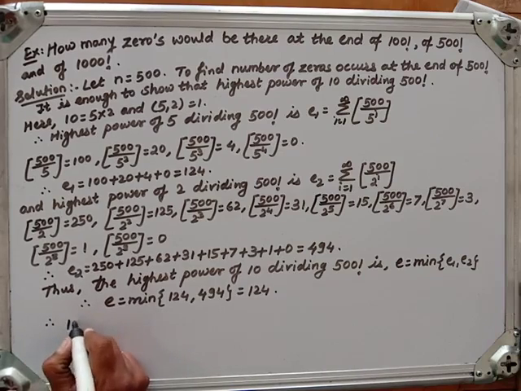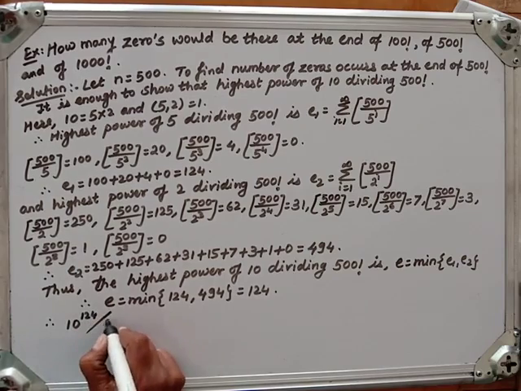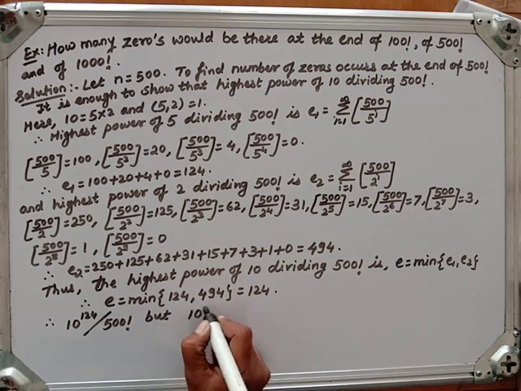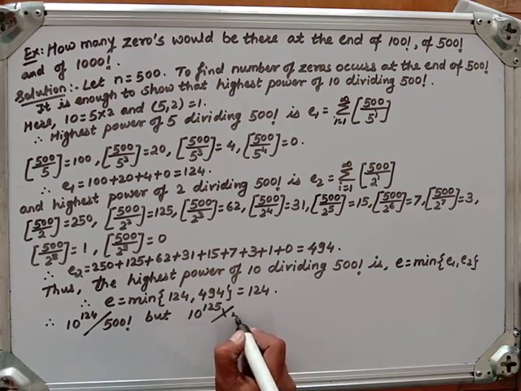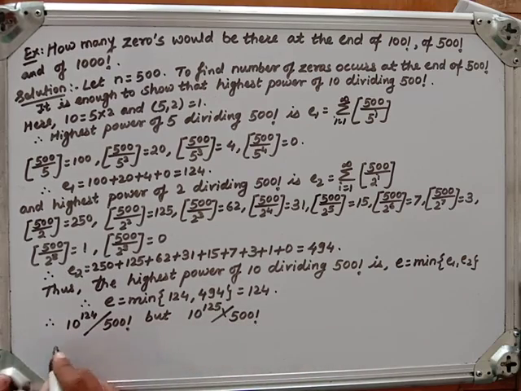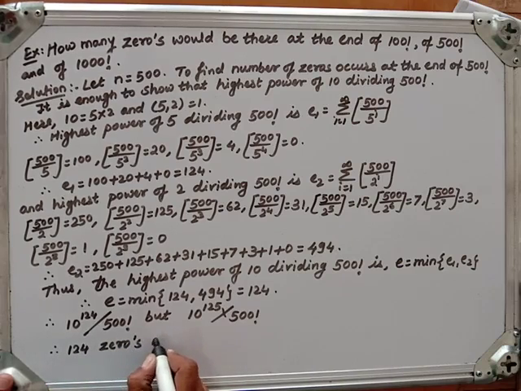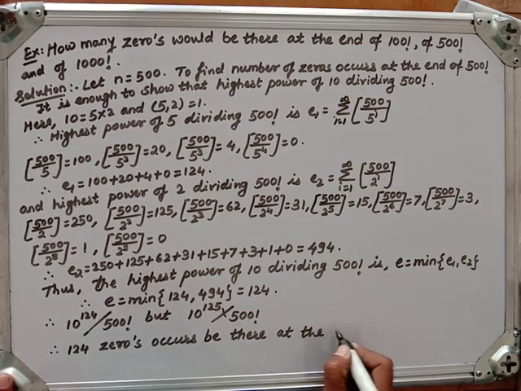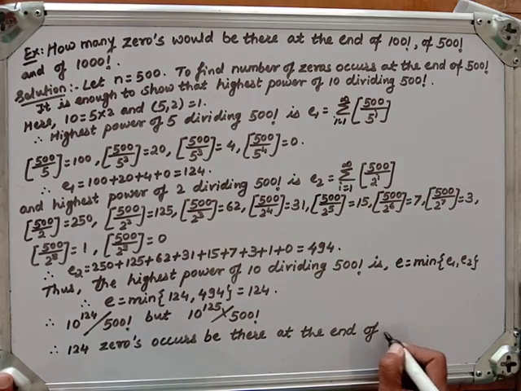Therefore, 10 raised to 124 divides 500 factorial, but 10 raised to 125 doesn't divide 500 factorial. Therefore, 124 zeros occur at the end of 500 factorial.